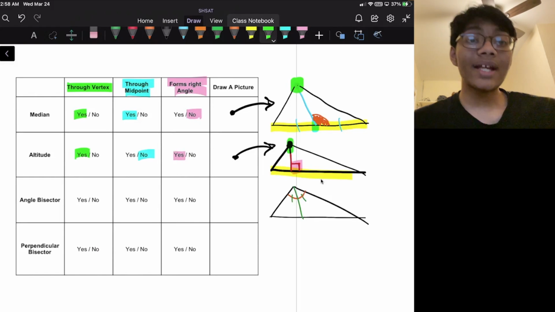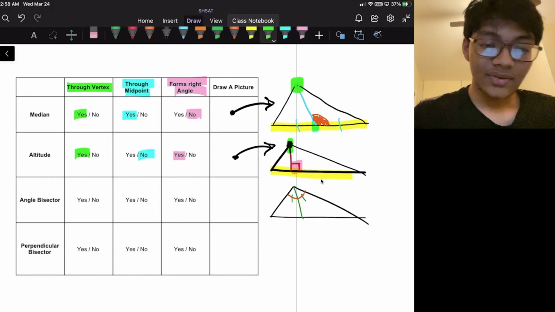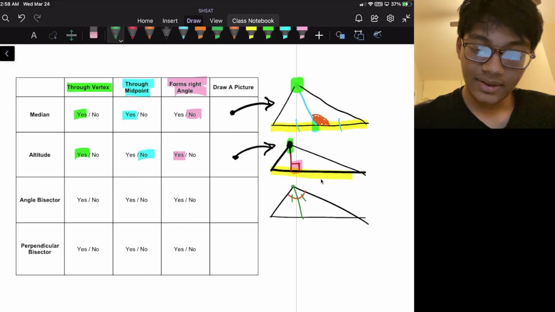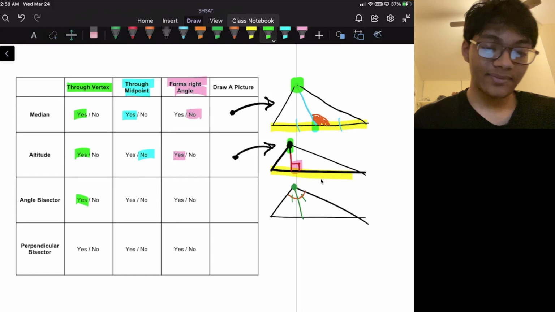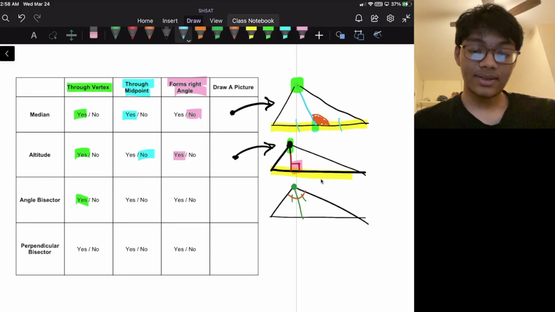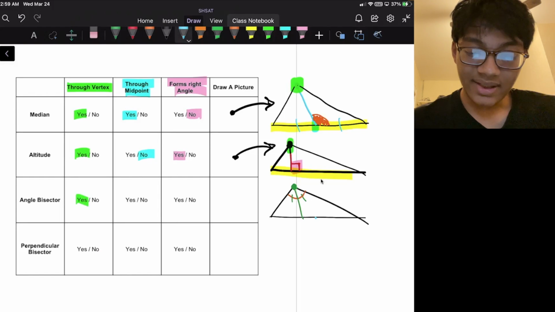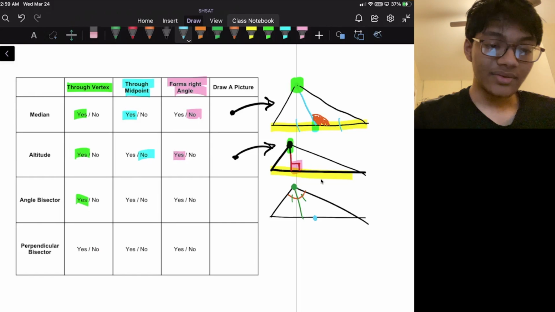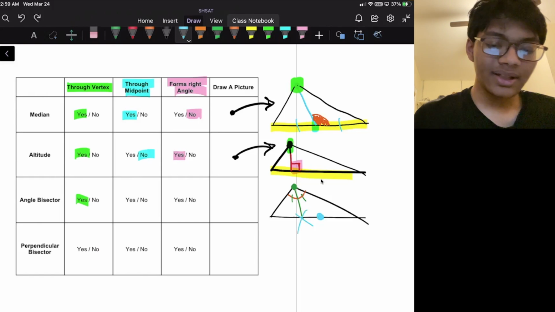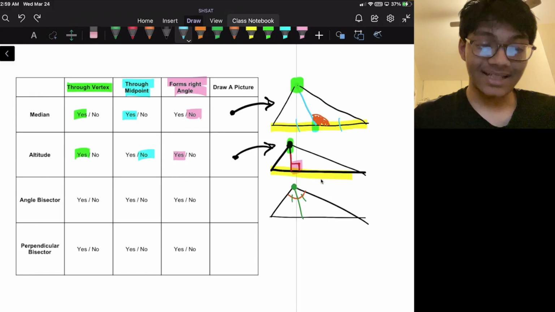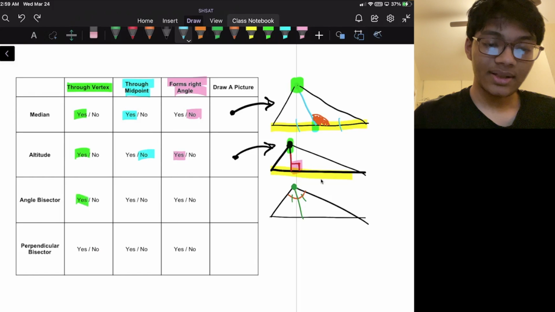First of all, does my angle bisector pass through a vertex? Well, yeah, look over here, and you'll see that my angle bisector starts from a vertex. So yes. Does it pass through a midpoint? Well, again, the midpoint of this side is around here, or maybe even further right. Maybe the midpoint of this side is here, but the angle bisector is here. So clearly, my angle bisector does not have to pass through the midpoint. So I would say no.